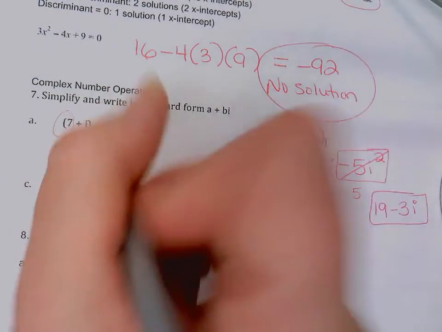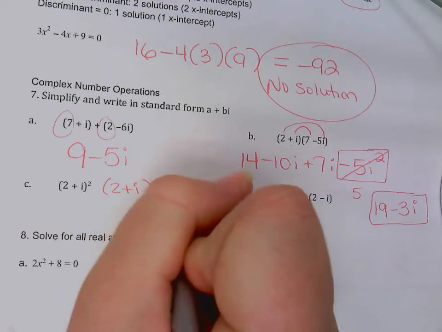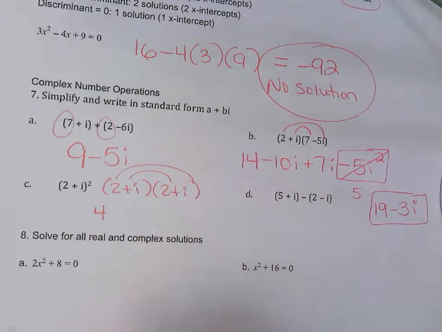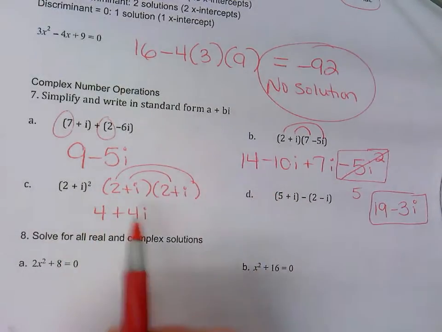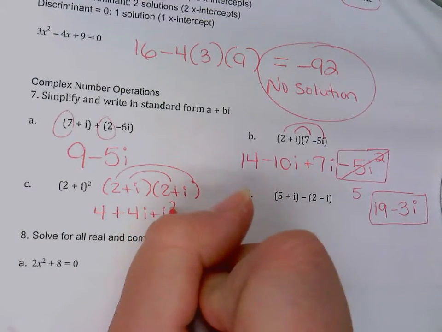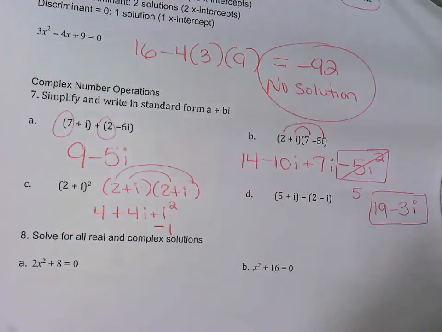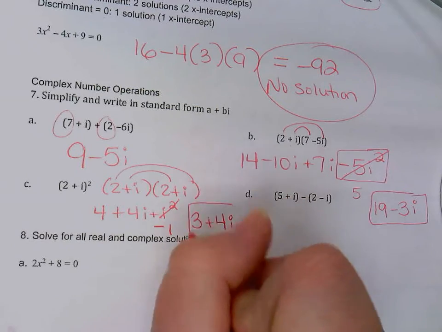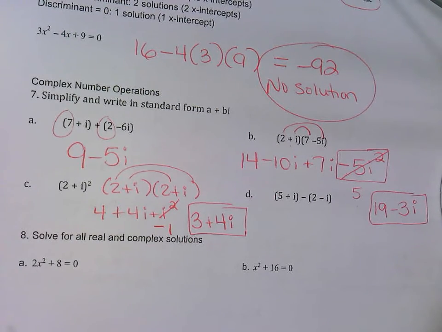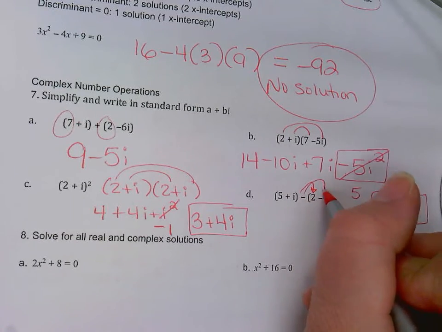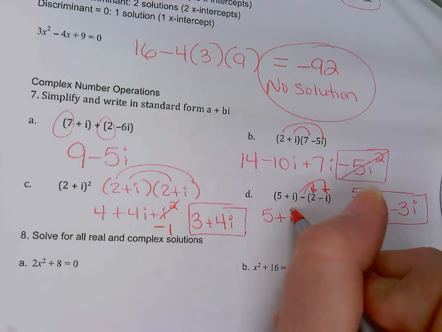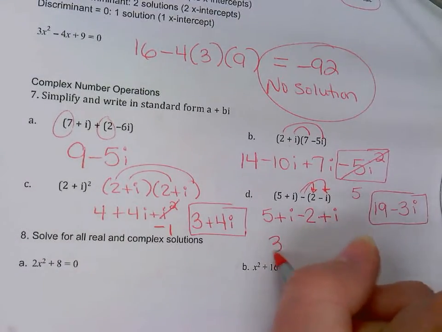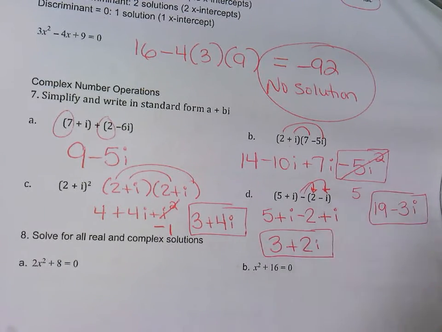In part C, you're going to have to write this out, 2 plus i times 2 plus i. 2 times 2 is 4. 2i plus 2i will be 4i. And then i times i is i squared, which we already said was -1. So I really have 3 as my real number and 4i as my imaginary part. And in part D, just don't forget to distribute the negative sign to both terms. So this is really 5 plus i minus 2 plus i when I distribute the negative sign, which would be 3 plus 2i as my final answer.